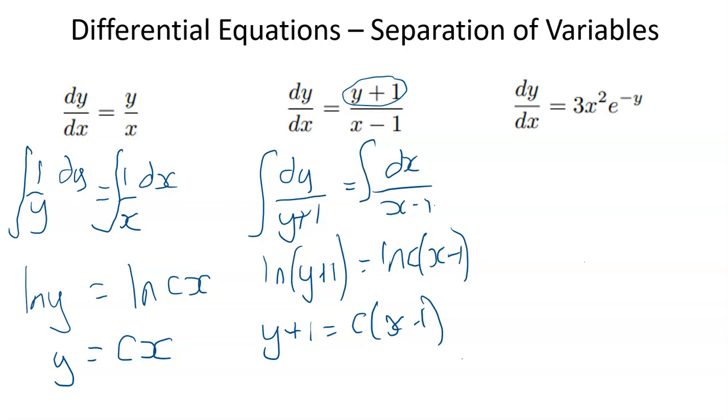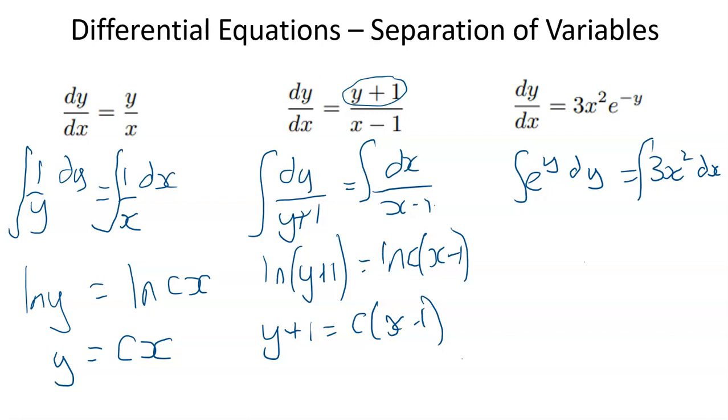And then the third example is exactly the same thing. We're just going to multiply the dx up, and we're going to divide the y term down. So this time we get 1 over e to the minus y dy equals 3x squared dx. Well, of course, e to the minus y, when you've got it as 1 over, well, we can get rid of that and say that's just e to the y because of the negative power. And now we can integrate both sides.